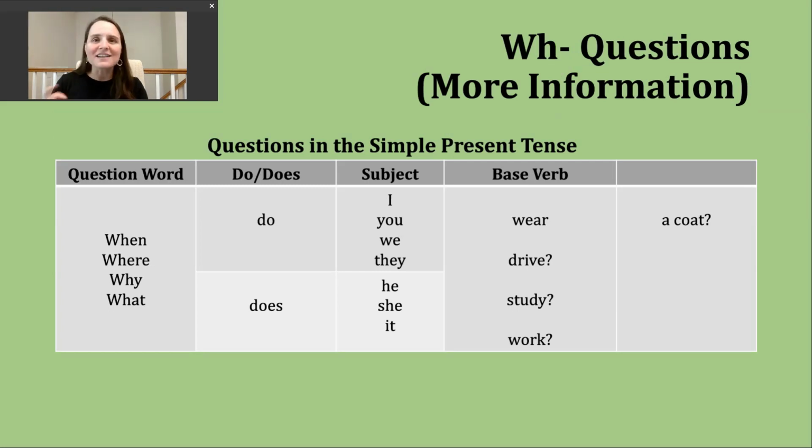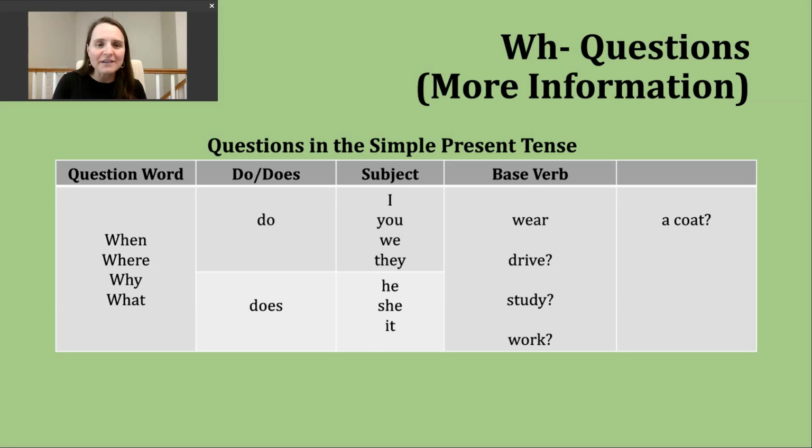So I do like to occasionally spend some time practicing how we're going to make these types of questions. Today, we're going to focus on the simple present. So here we're asking a question about a habit, a routine, or perhaps a fact. Okay? And you're going to see a pattern here. We're going to have our question word, then we use the helping verb do or does, and which form of that depends on our subject, right?